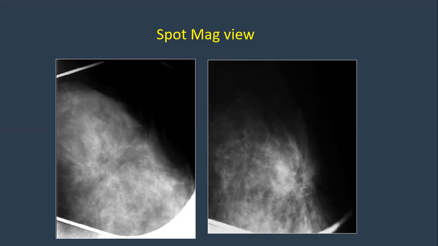Okay, show the same area on follow up. The architectural distortion doesn't add anymore. So you are going to code it as BI-RADS 2, 3, or 4. Which one? And why?